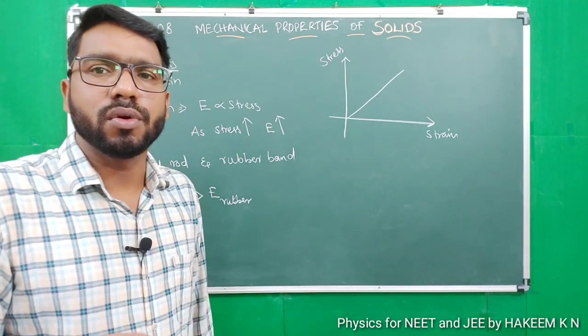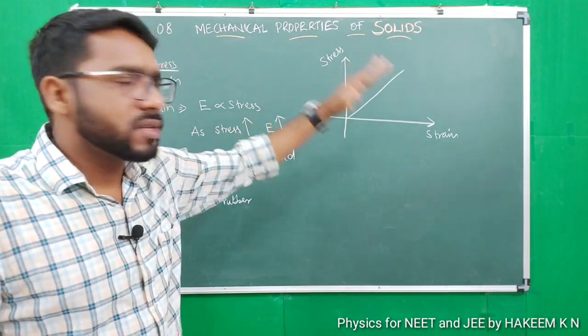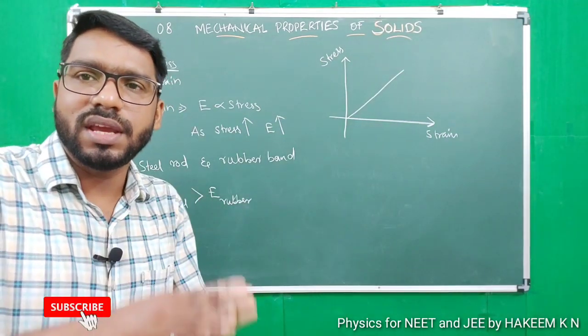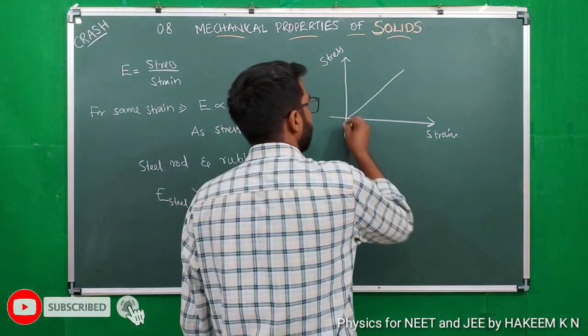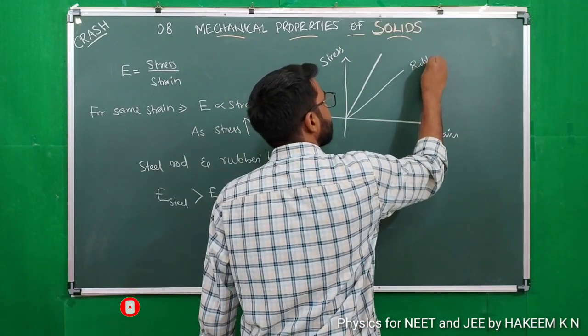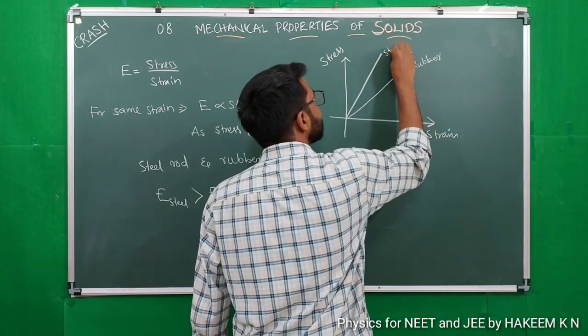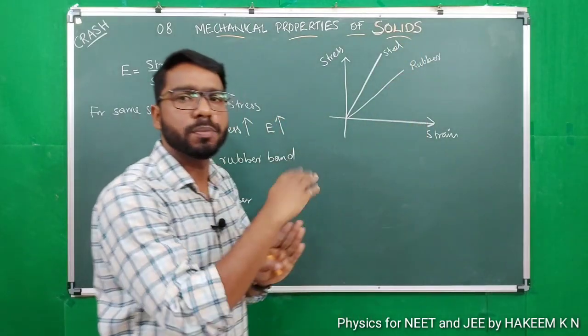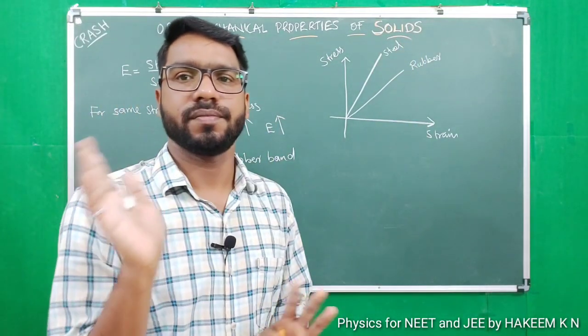So when we are drawing the stress strain graph of steel and rubber, we will get two lines. This is of rubber and this is of steel, because the slope of steel will be large.